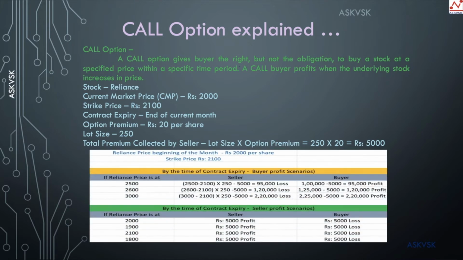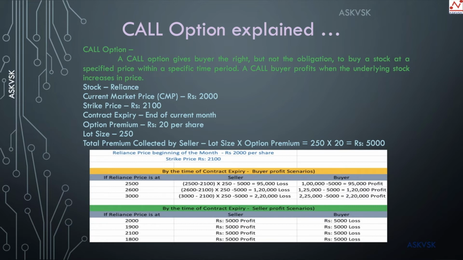So let's see the different scenarios here to understand what happens if the price of the Reliance share goes up or if it goes down. Who gets the profit, whether the buyer or the seller? So by the time of the contract expiry, first let's see the first top section.